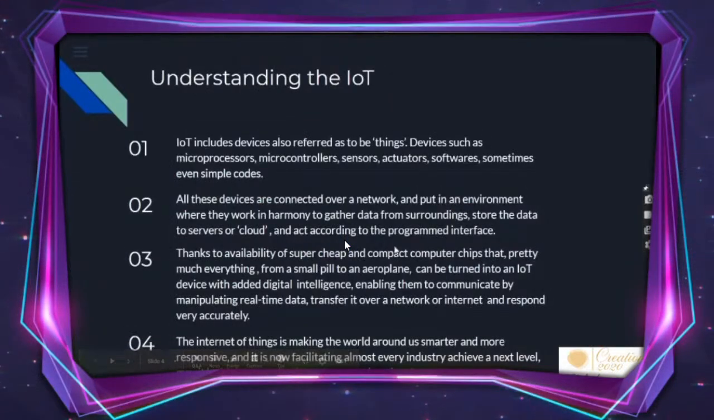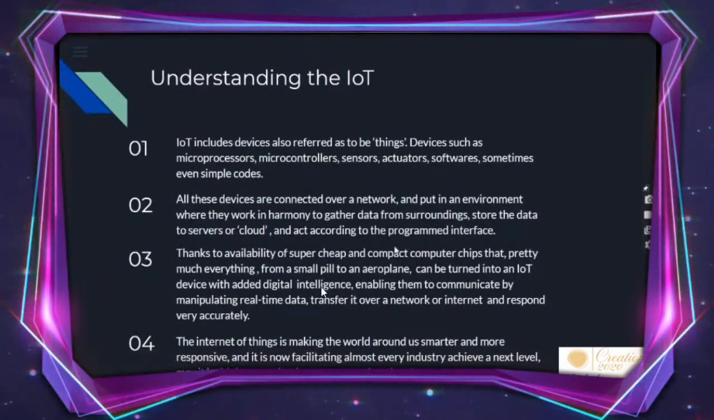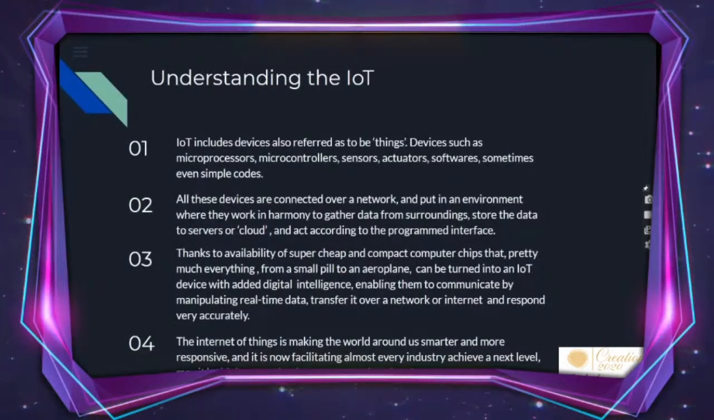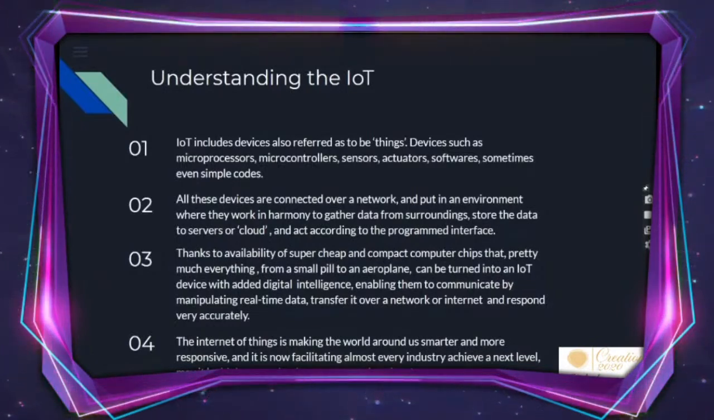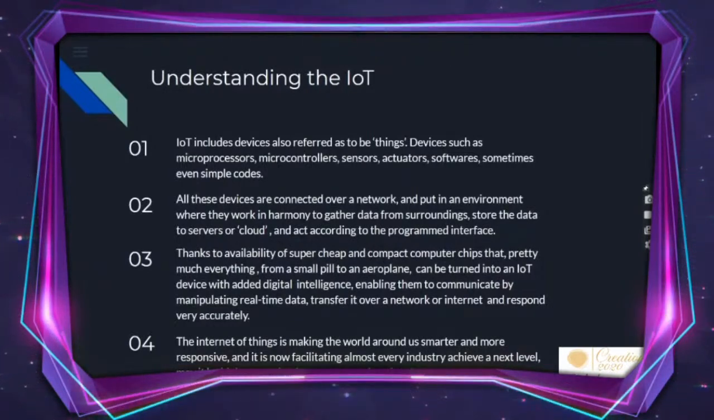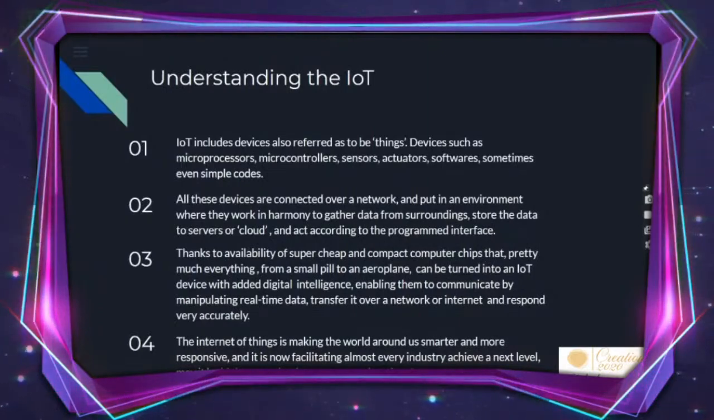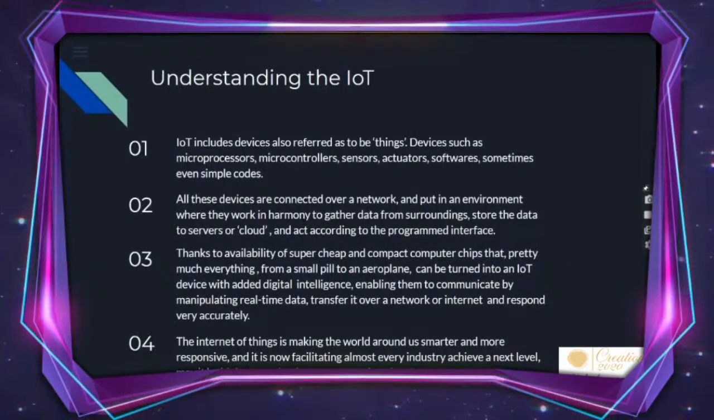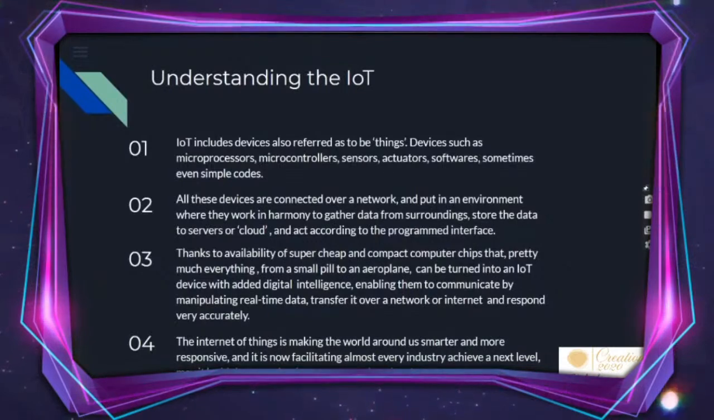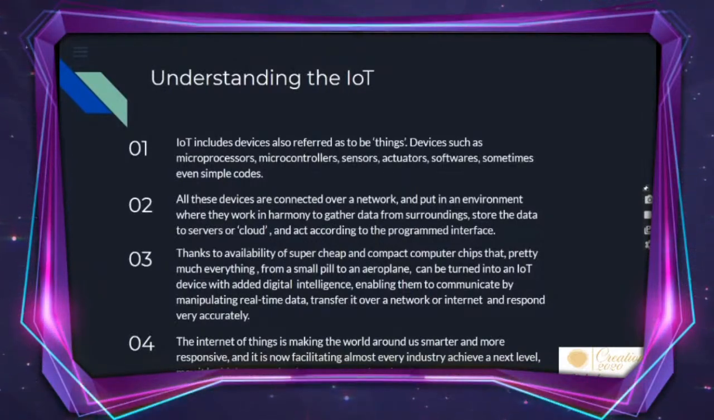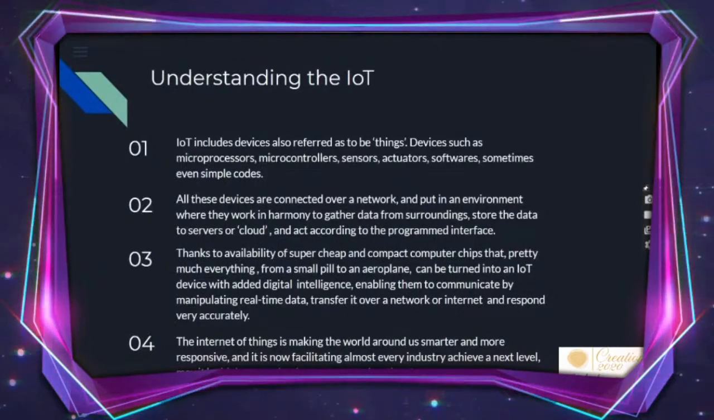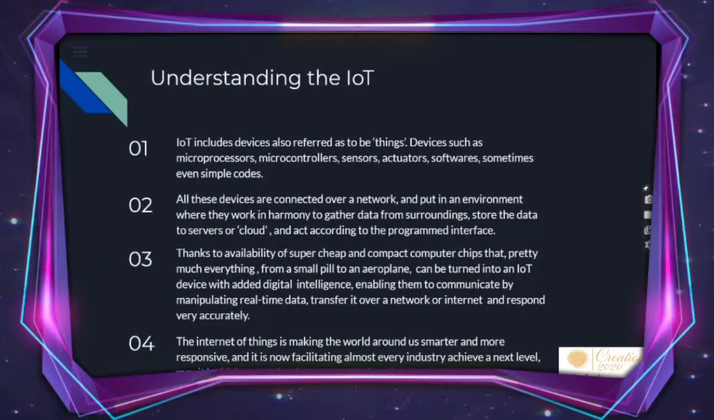So how does the Internet of Things actually work? IoT includes devices such as microprocessors and microcontrollers, which act as the central communicating unit and transfer data and collect data from all other units. These devices are all connected over a network and put in an environment where they work in harmony to collect the data from the surroundings, store it to the servers, and act according to the programmed interface.